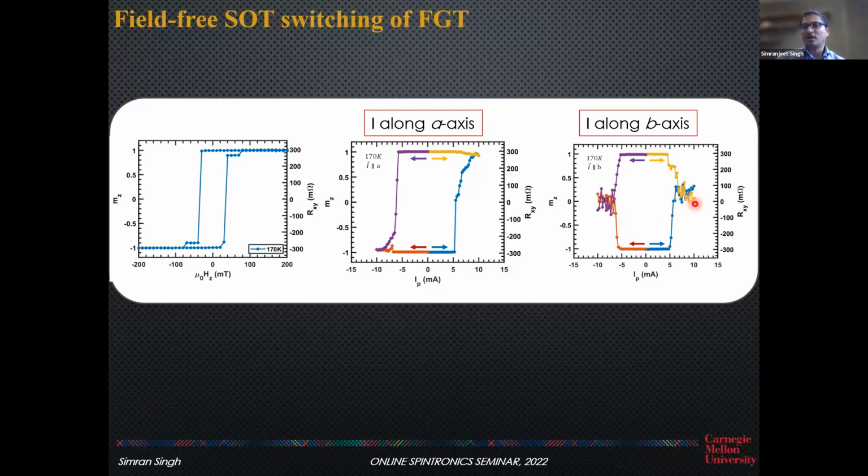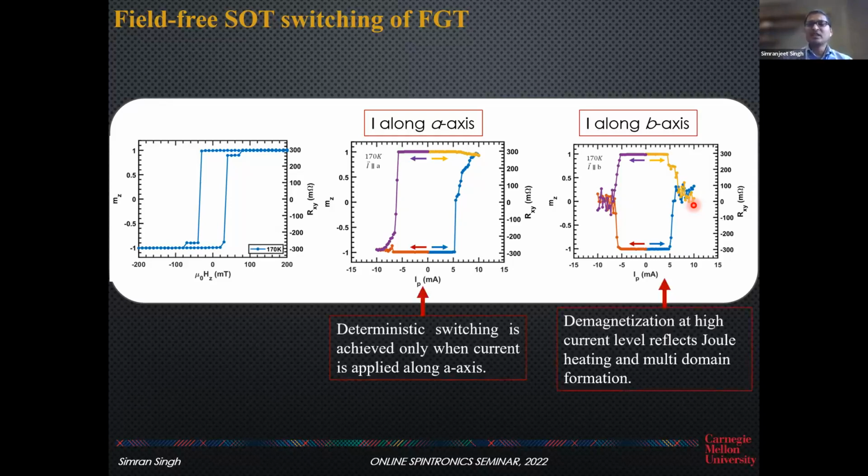So once you take the pulse out, it has equal probability of going up or down, and you get the magnetization of the thin film left randomly oriented, which leads to demagnetization of FGT. We think it's a very nice control experiment built into our samples, where we can apply current along the a axis and along the b axis, and clearly see deterministic switching when current is applied along the a axis.